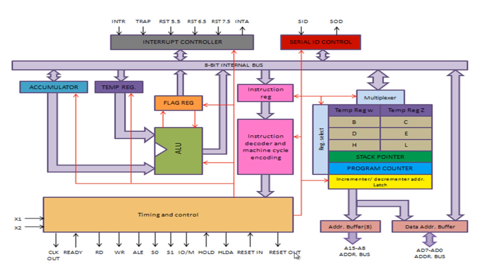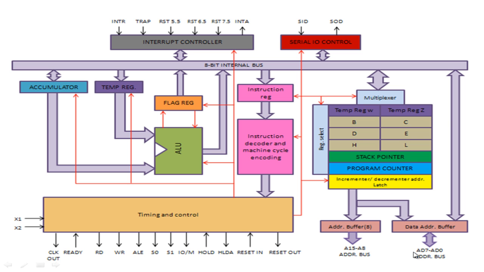Now, the increment and decrement latch. The increment and decrement latch is an auxiliary of the program counter. This helps in incrementing the memory address, incrementing the program counter and so on.